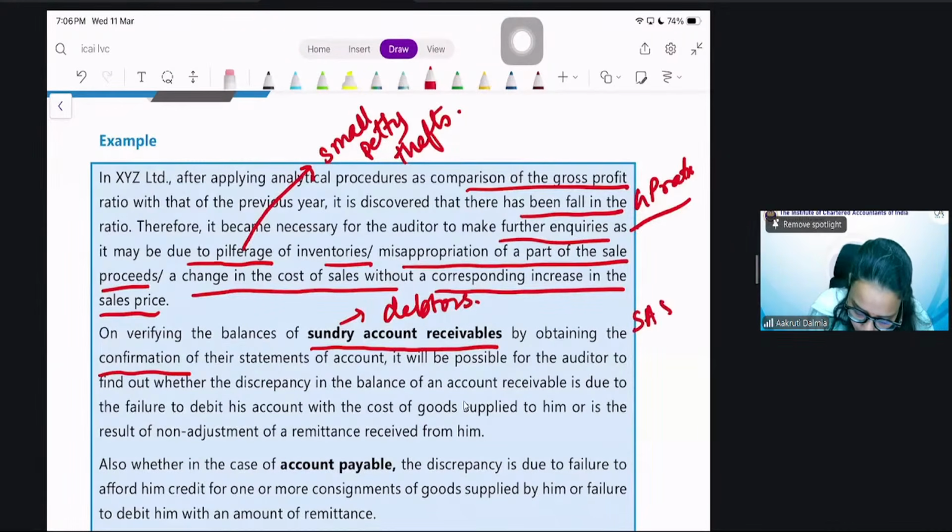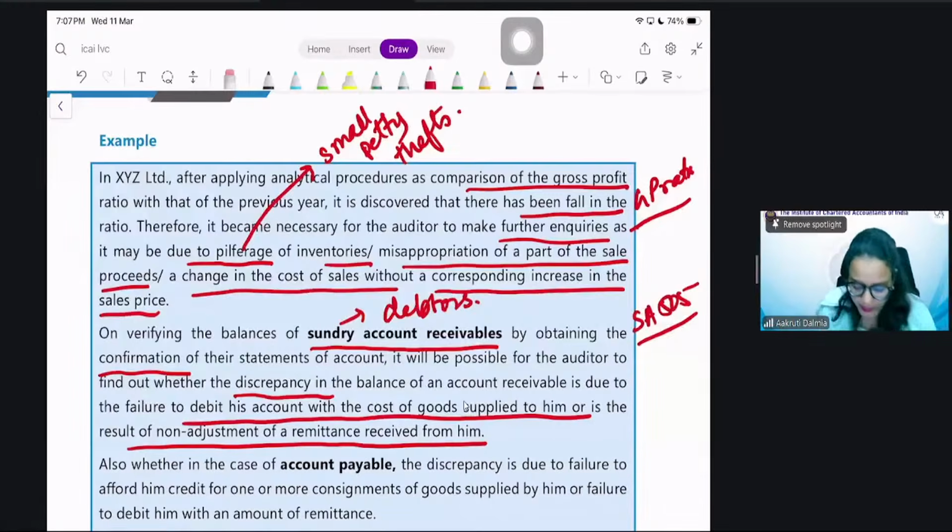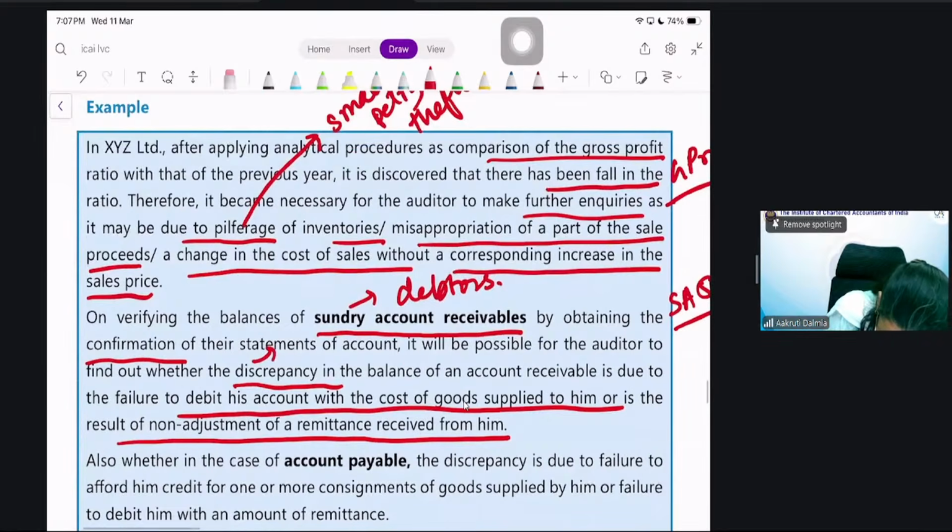SA 505 you have used. It will be possible for the auditor to find out whether the discrepancy in balance is due to failure to debit the account with cost of goods supplied, or is it the result of some non-adjustment of remittance received. So either you have given something and you forgot to make the entry, or you have not adjusted some money that you have received from them. Discrepancy means difference.